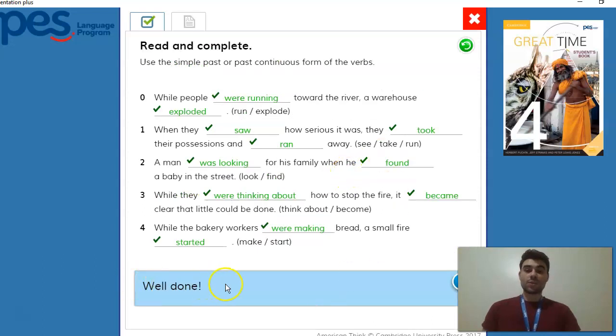Well done, guys. So we have here, let's see again. 1. When they saw how serious it was, they took their possessions and ran away. 2. A man was looking for his family when he found a baby in the street. 3. While they were thinking about how to stop the fire, it became clear that little could be done. And 4. While the bakery workers were making bread, a small fire started.